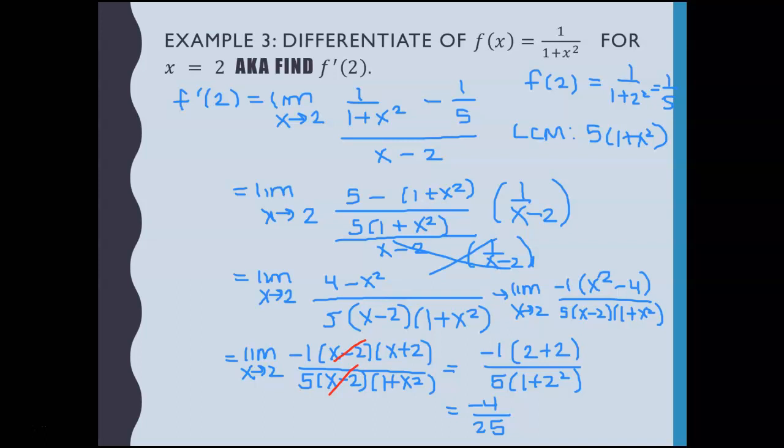So again, that means that at 2, the slope of the tangent is negative, which means that the graph is decreasing.